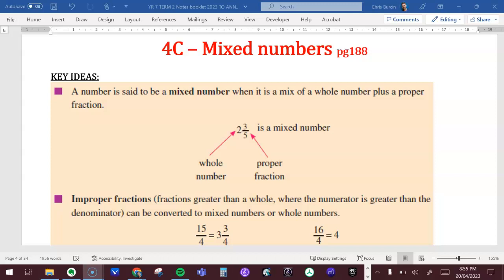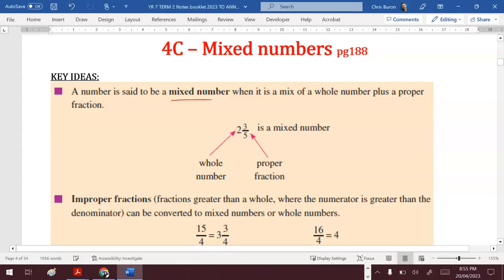Okay, so mixed numbers. Mixed numbers are when we get a whole number plus a proper fraction. So at some point we'll be changing improper fractions into mixed numbers, but here's an example. You've got a whole number, and then you've got a fraction. So that is said to be a mixed number.